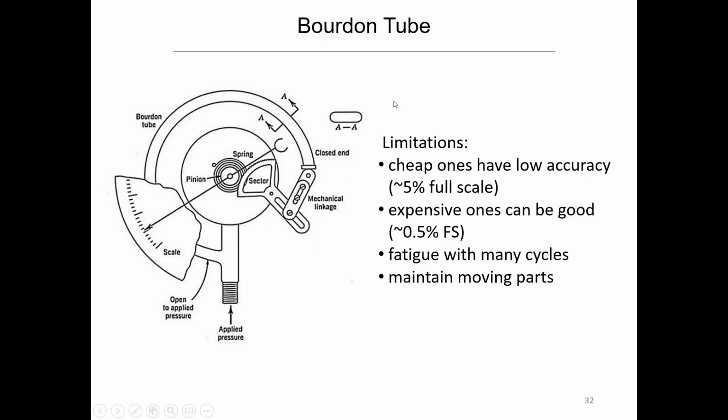Specifically about this Bourdon tube, let's look at some of the limitations. First, cheap ones have low accuracy, roughly 5% of full scale. Expensive ones can be good, so reduce that by a factor of 10, roughly 0.5% of full scale. There are lots of moving parts in here, so it requires a lot of maintenance and it fatigues with many cycles.